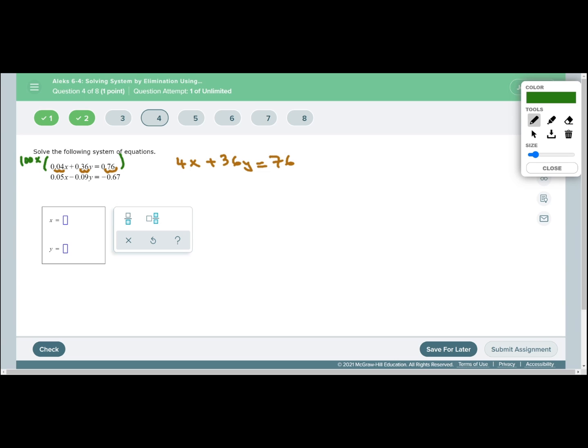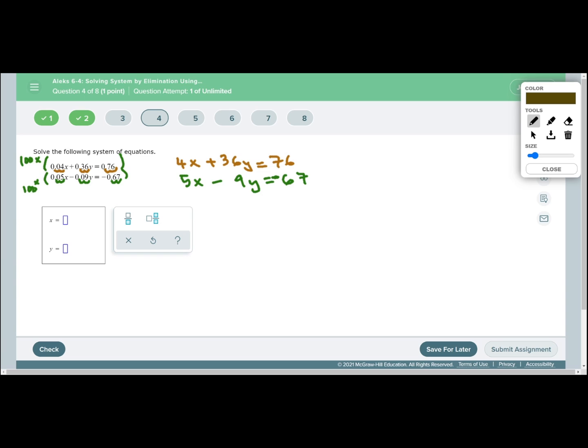And this only works when you multiply the whole equation by the same number. Same thing here, you're going to multiply by 100. Or a different way to think of it is you move the decimal point twice. So that will be 5x minus 9y equal to negative 67. Don't forget the negative sign because you may calculate it wrong. All right, so now continue solving this one.